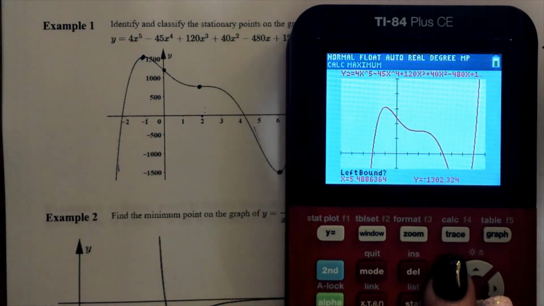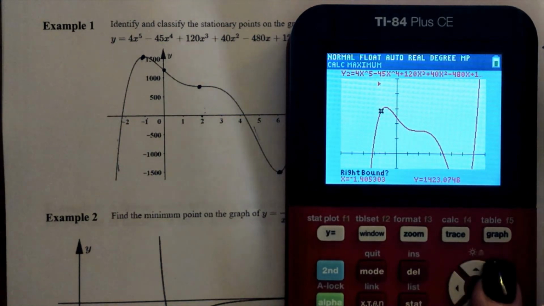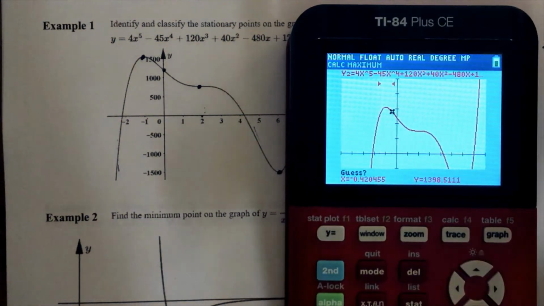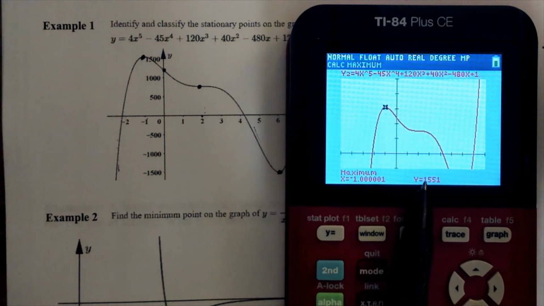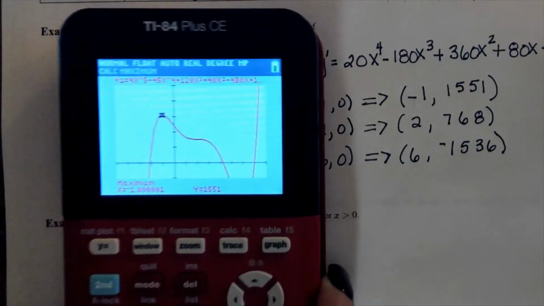And I'm going to move my cursor over there. I'm going to find it. There he is. Come on over. I'm going to put it on the left-hand side, and move it over on the other side. Here it is, 1.00001. Okay, that's like 1,551. Is that not what I got? Sure is.